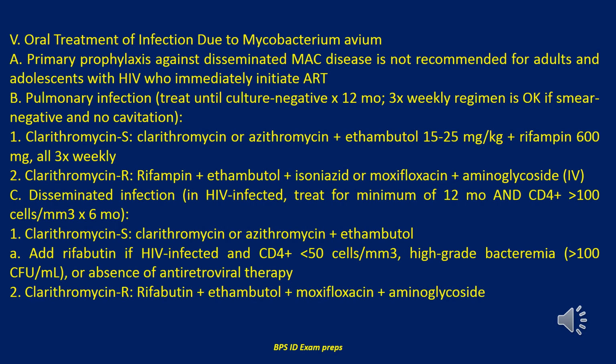Disseminated infection in HIV-infected patients: treat for a minimum of 12 months, and with CD4 plus greater than 100 cells per millimeter cubed for 6 months. 1. Clarithromycin susceptible: clarithromycin or azithromycin plus ethambutol. Add rifabutin if HIV infected and CD4 plus less than 50 cells per millimeter cubed, high-grade bacteremia greater than 100 CFU per milliliter, or absence of antiretroviral therapy. 2. Clarithromycin resistant: rifabutin plus ethambutol plus moxifloxacin plus aminoglycoside.